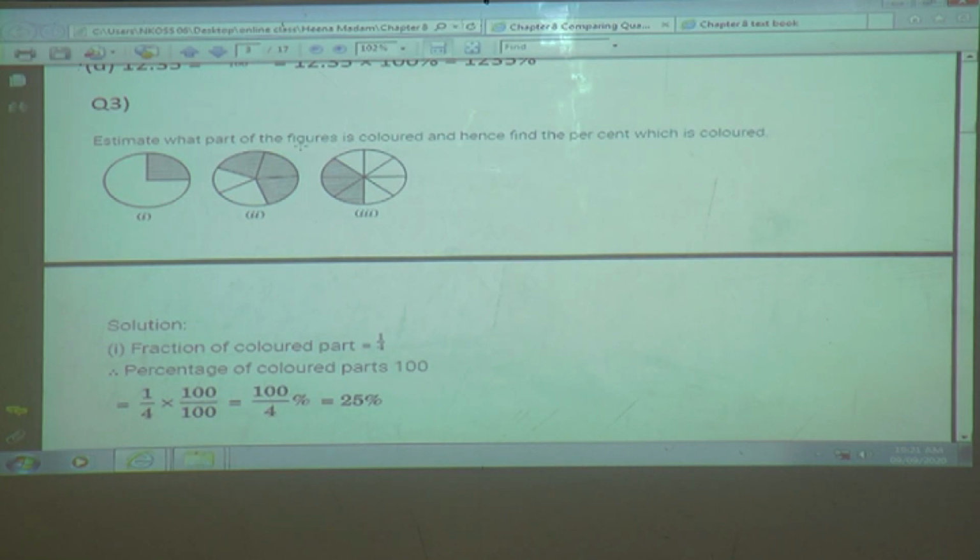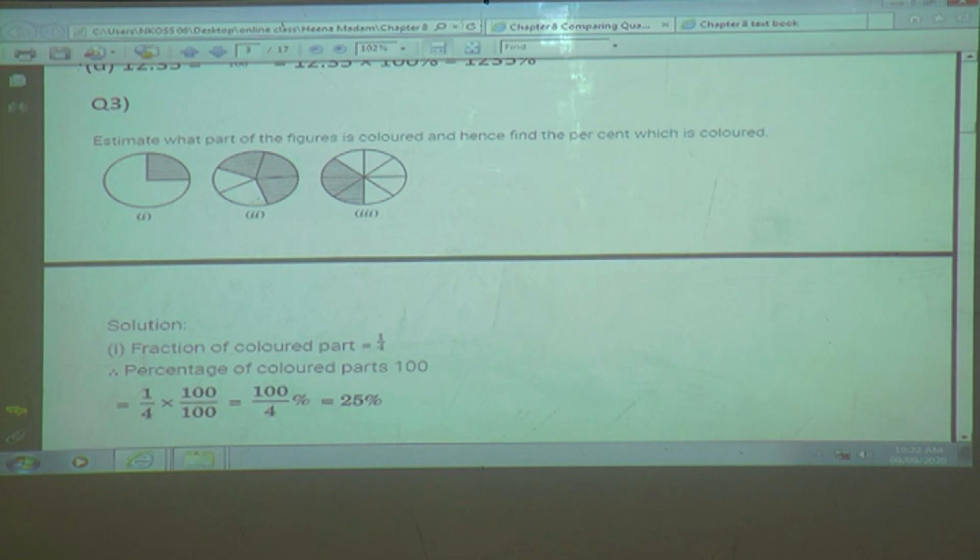We are having some figures here. Estimate what part of each figure is colored. Here we have a fraction, and hence we have to find the percent which is colored. You know the fraction, but that fraction should be converted into a percentage. So we will try to solve one by one, first this first one. What part is colored here is 1/4, that is, out of 4 parts only 1 is colored.